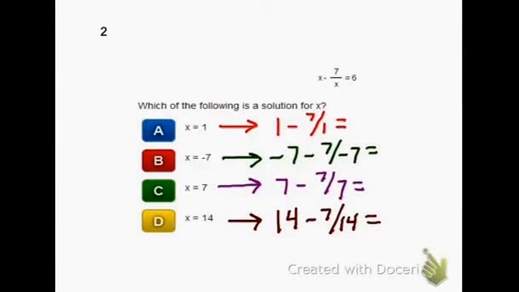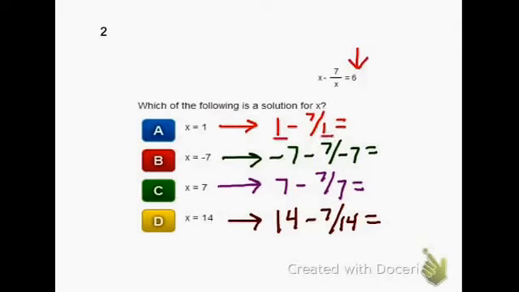Question 2 says, which of the following is a solution for x? And since this isn't a quadratic or anything that we've worked with before, what I elected to do was substitute in the values for x and see if it gave me the answer of 6, because I wanted to find out what number minus 7 divided by that same number equals 6. So if A was x equals 1, I substituted a 1. Everywhere there was an x, I put a 1 here and a 1 here.